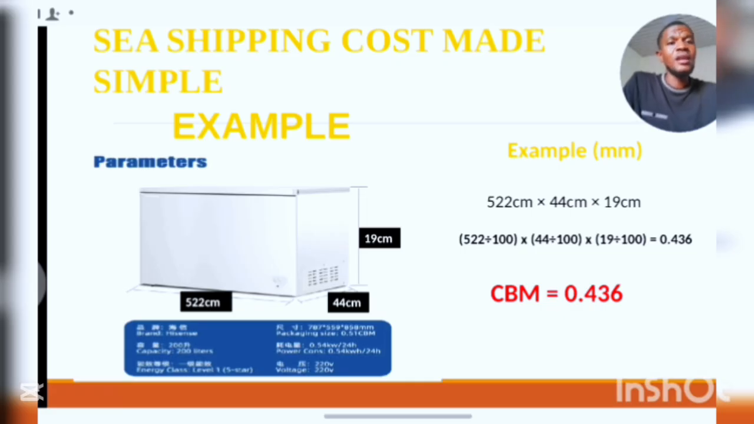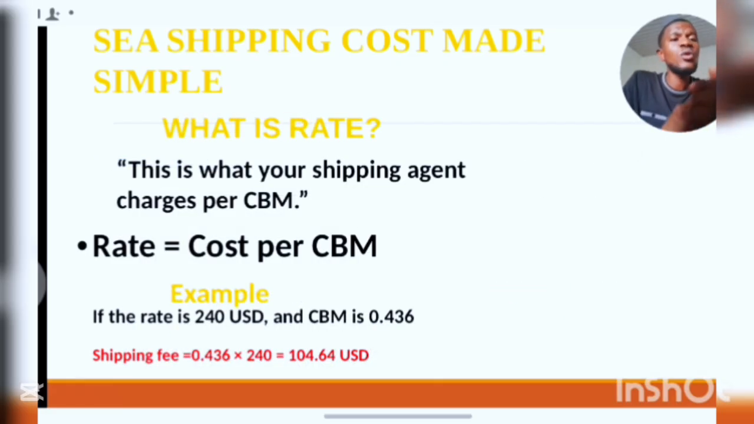There it is. Now, I spoke of two things when it comes to shipping fee. I said that in calculating your shipping fee, it all boils down to two things: the CBM and the rate. We've explained what the CBM is, and we have shown you how to calculate your CBM. Now, the other component is the rate. The rate has to do with the cost per 1 CBM.